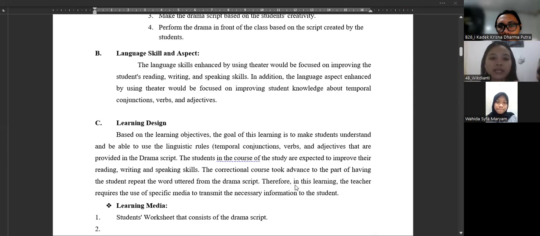It is about the language skill and language aspect enhanced in this learning design. The language skills enhanced by using theater would be focused on improving students' reading, writing, and also speaking skills. In addition, the language aspect enhanced by using theater would be focused on improving students' knowledge about temporal conjunction, verbs, and adjectives as well.